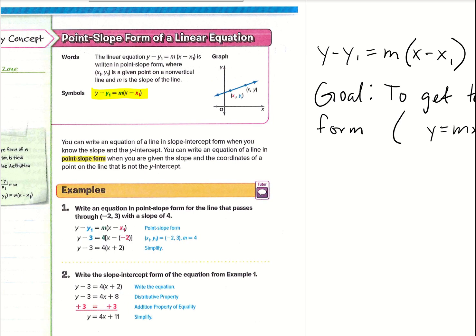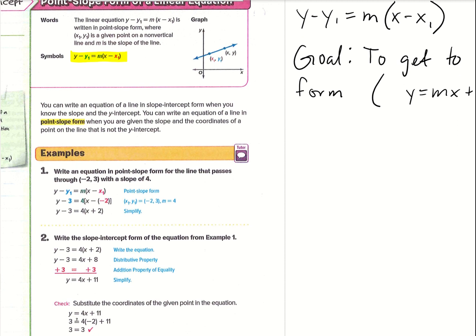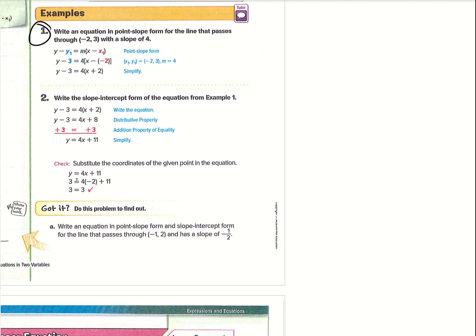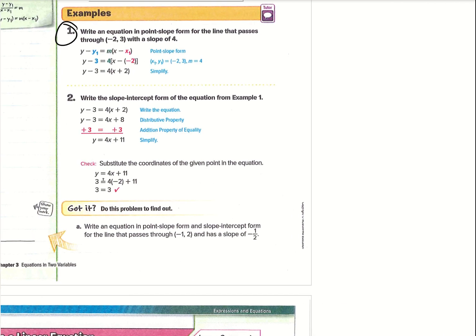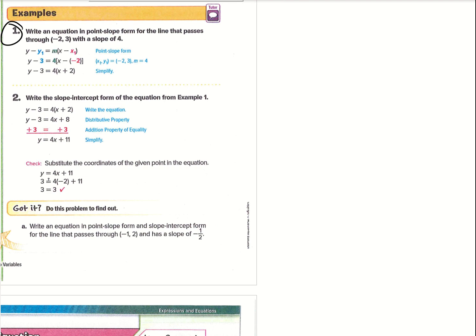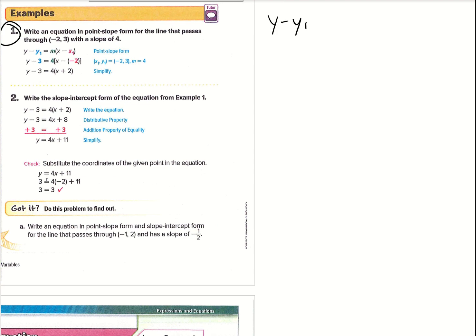So let's get going on an example of this. It says write an equation in point-slope form. If we look at number 1, by the way, this is on page 222. Write an equation in point-slope form for the line that passes through (-2, 3) with a slope of 4. We'll go back to our standard equation for point-slope form, and we just want to plug in different things here.